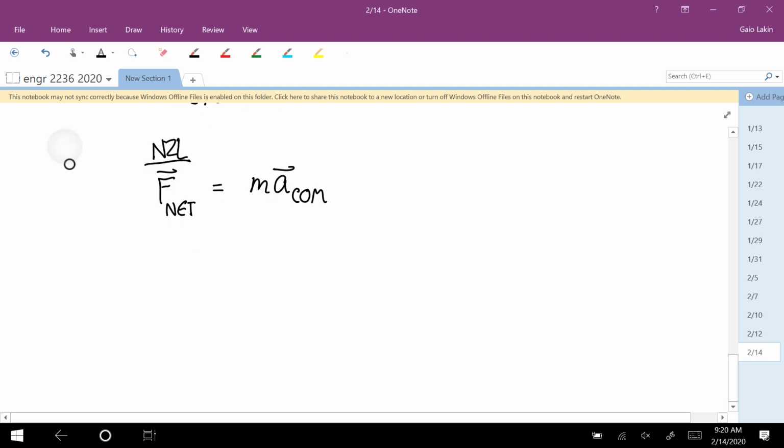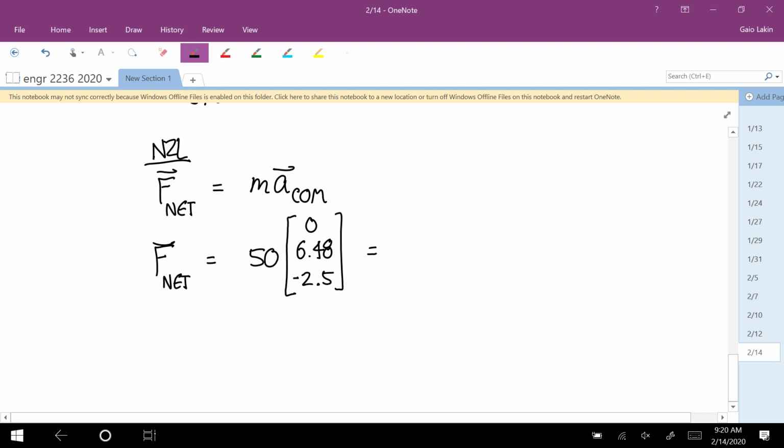So, okay, the net force then is the mass of the passenger, 50 kilograms, times the acceleration that we just figured out, which is (0, positive 6.48, negative 2.5). And so you get (0, 324, negative 125). And that's in Newtons.